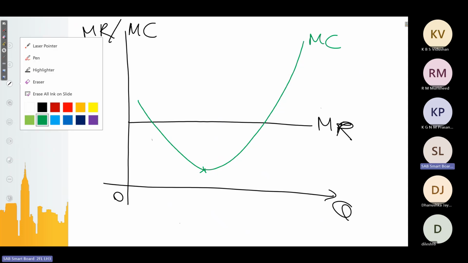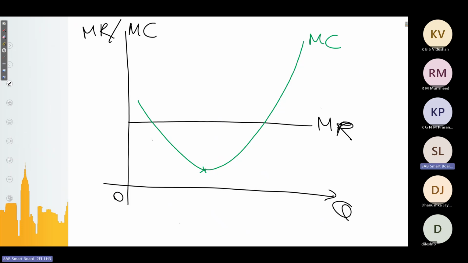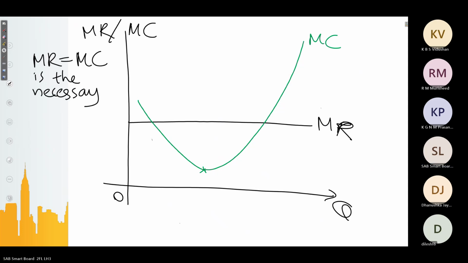So we understood that MR equals MC condition is necessary for profit maximization. MR equals MC condition is the necessary condition for profit maximization. So at this point, we see MR equals MC. At this point also, we find MR is equal to MC.